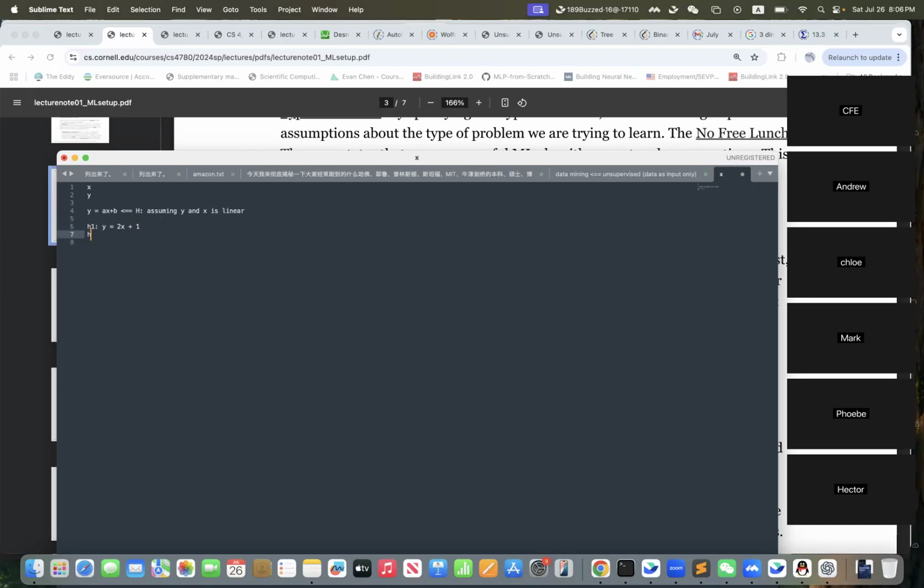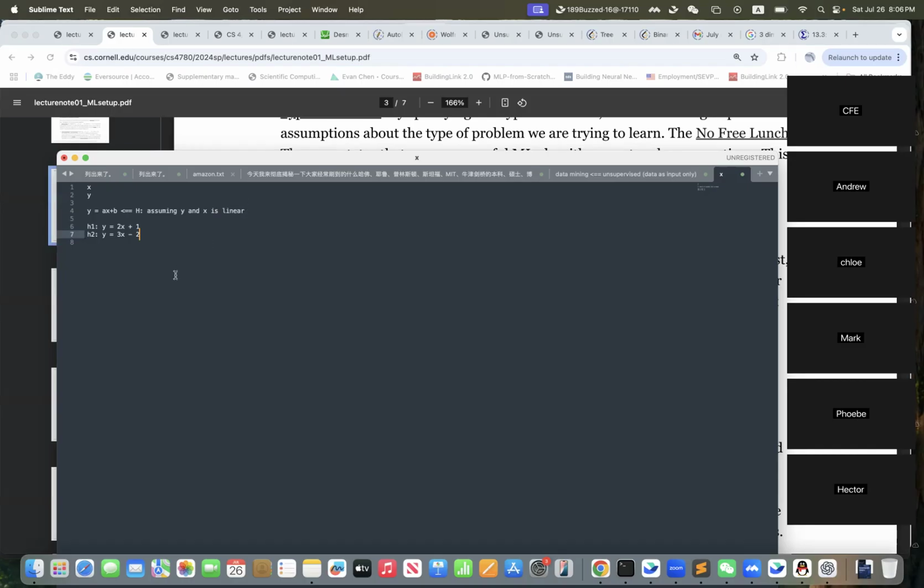And another hypothesis under the large assumption, right? So under this assumption, we can have multiple hypothesis functions. Another hypothesis function is y equals maybe 3x minus 2, right? So these are all kinds of linear functions, right? But the large H is that we assume the relation between y and x is linear.